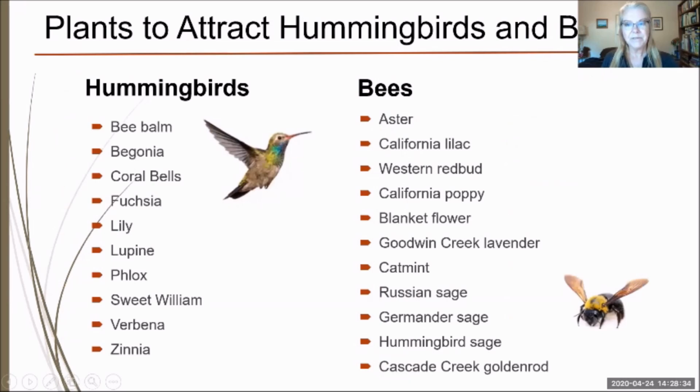Okay, hummingbirds. These guys love bee balm, coral bells, fuchsia, sweet william, zinnia. And bees, a wide variety of plants. This is just listing a few of them: aster, California lilac, western redbud, California poppy, catmint. So these are all wonderful plants. They do well locally and look great in your garden.